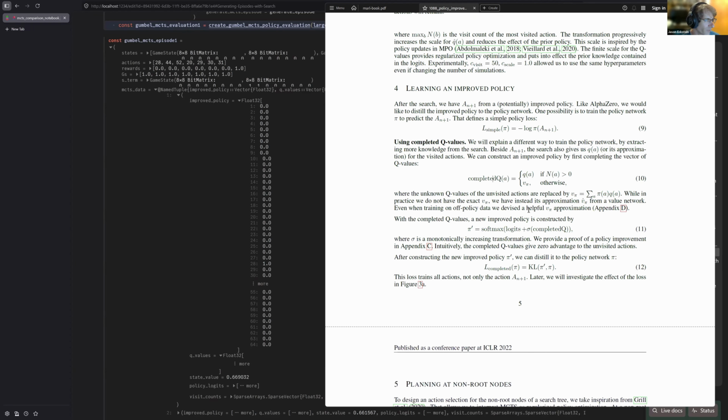Here, as I said, we're really sampling from the logits plus the completed Q values. There's this added step that if we're at a node where no samples have been collected, then we just fill in the Q values with the value estimate. And this is still fine. This doesn't ruin the policy improvement either.